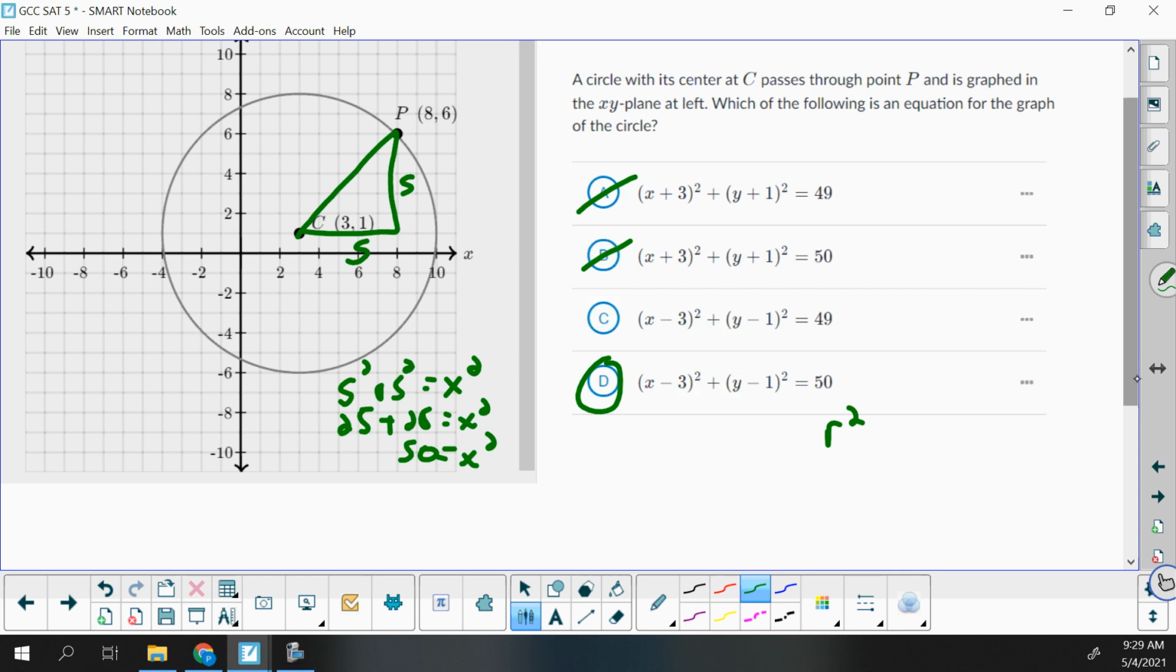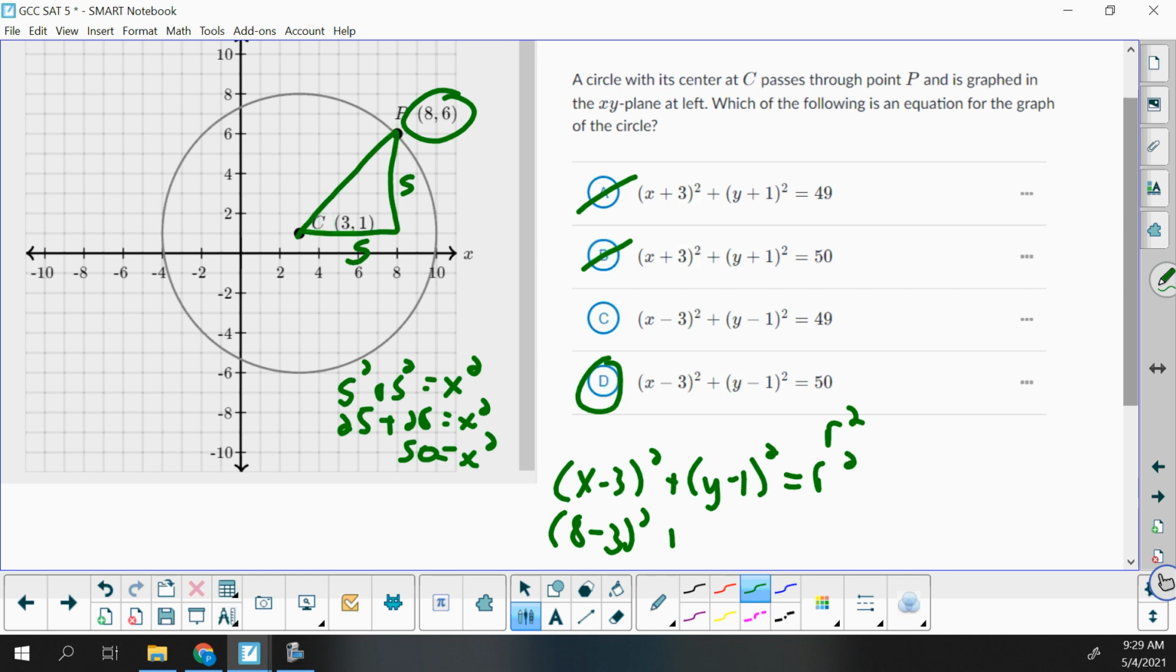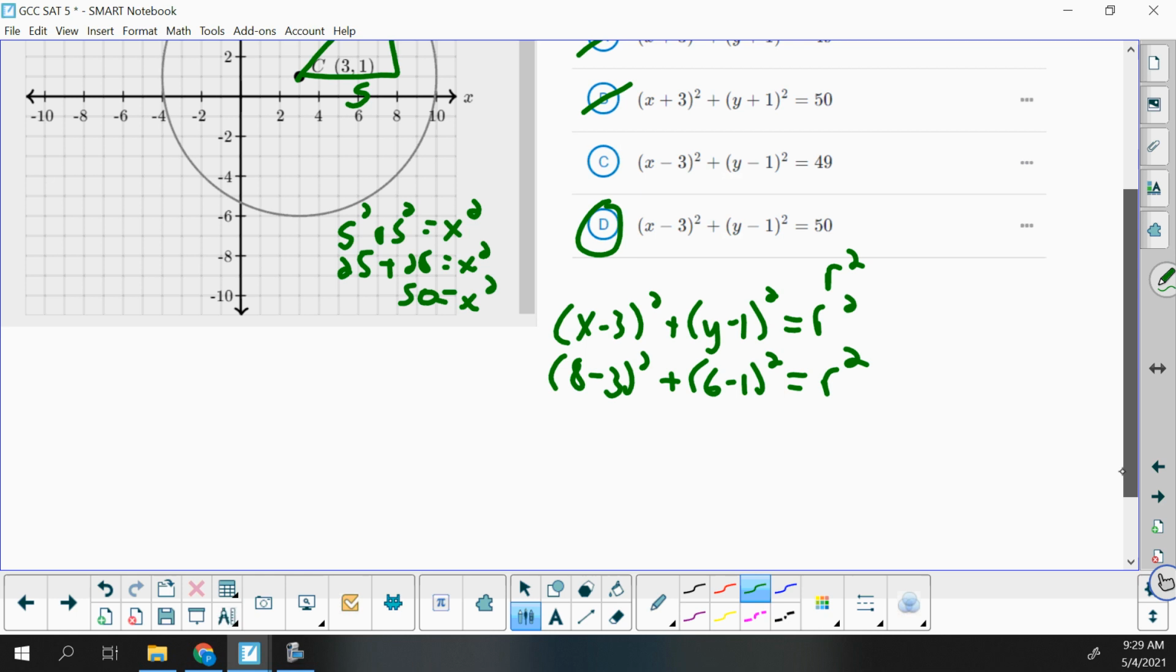The other way you could do it is you could take your x minus 3 squared plus y minus 1 squared equals r squared, and sub in the point that's actually on the circle. So we would do 8 minus 3 squared plus 6 minus 1 squared equals r squared. And we would neaten up the left to see what r squared should equal. Well, 8 minus 3 is 5, 5 squared is 25. 6 minus 1 is 5, 5 squared is 25. So when we add those together, we get 50 equals r squared. So that leads us to choice D as well. So two different ways that we could go about doing that.